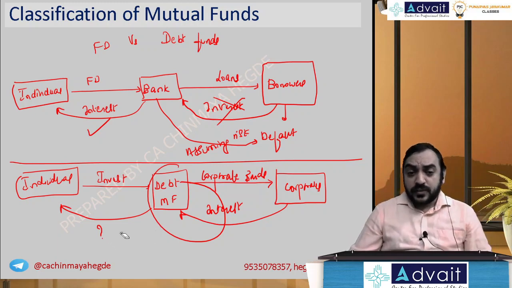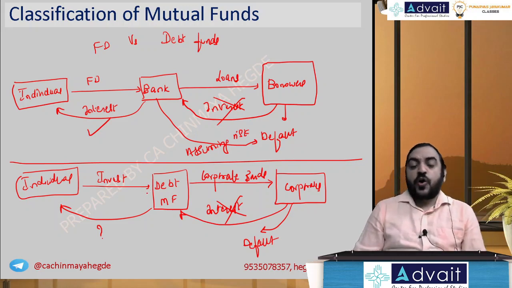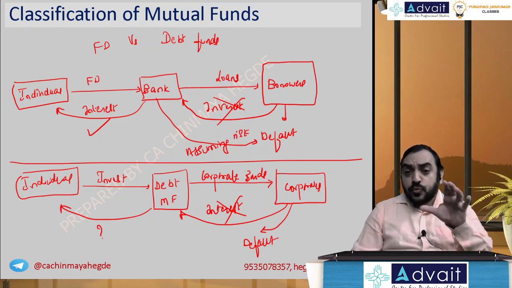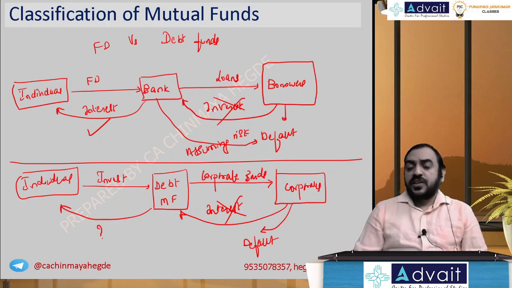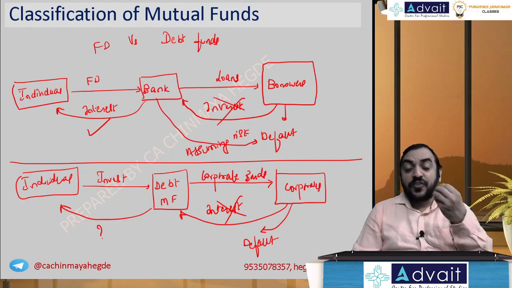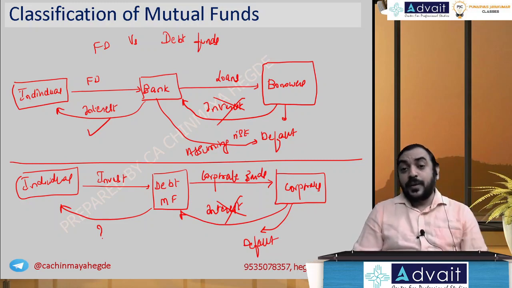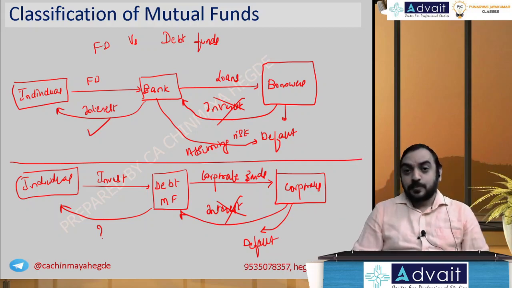Okay, but the problem is, in case the company defaults, what will happen? Your NAV value will fall down. What happened in India Bulls Housing Finance? One debt mutual fund had invested in bonds issued by Indiabulls Housing Finance. Now, Indiabulls Housing Finance, Diwan Housing Finance defaulted. They did not make the payment on maturity date. Not only interest, principal also they did not pay.